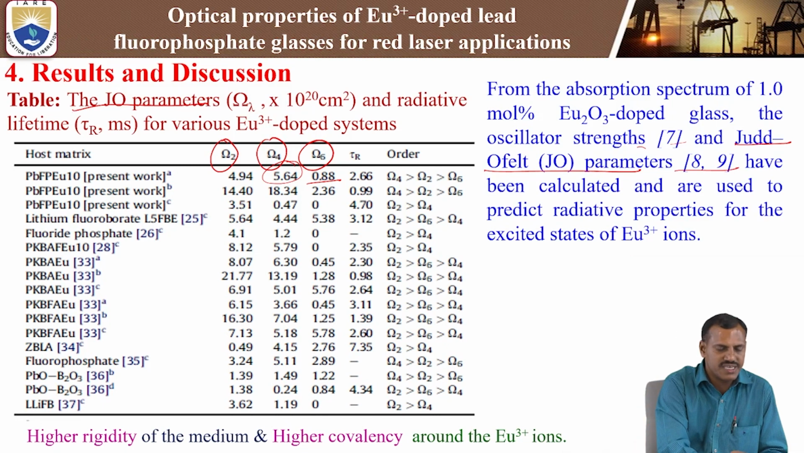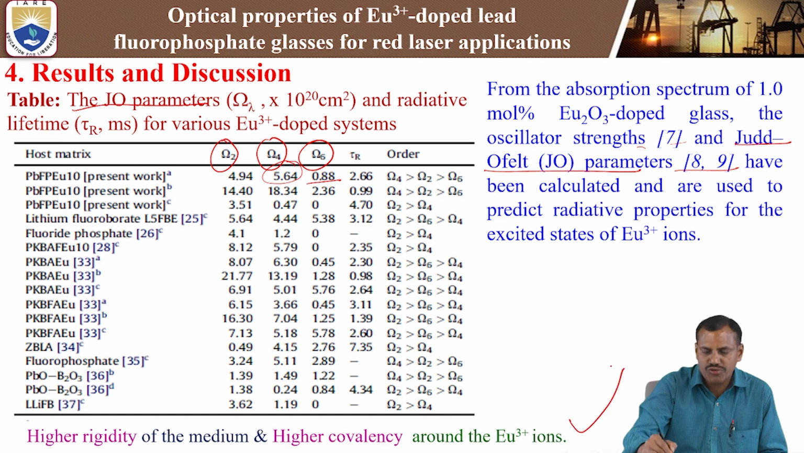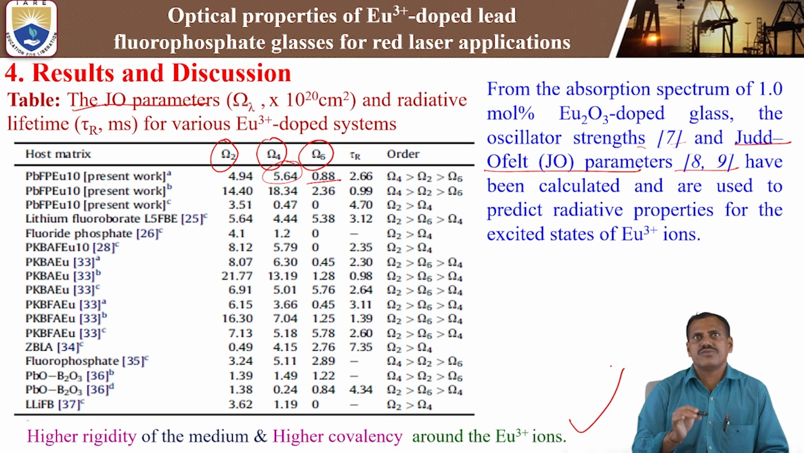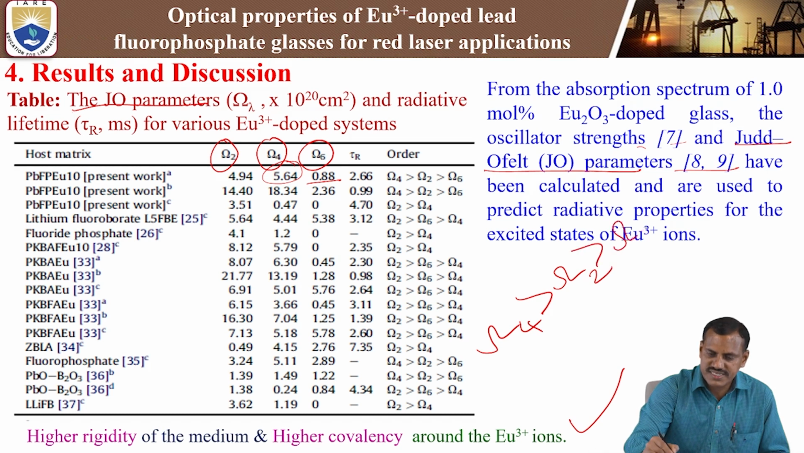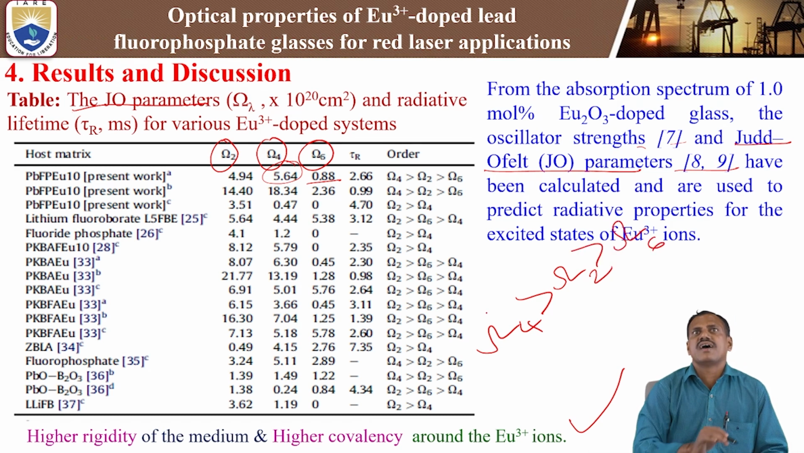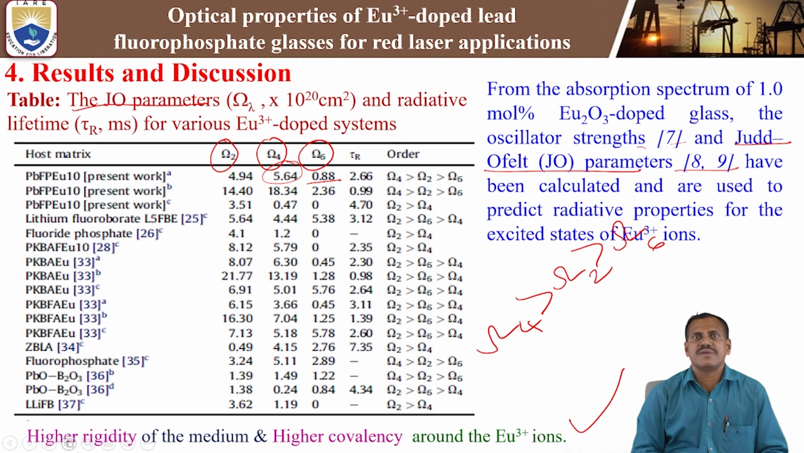That is why it shows the higher rigidity of the medium and higher covalence around the europium triple ions. So omega 4 is greater than omega 2, and next omega 6. This is the order the JO intensity parameters follow. It shows the higher rigidity of the medium and higher covalence around the europium triple ions.